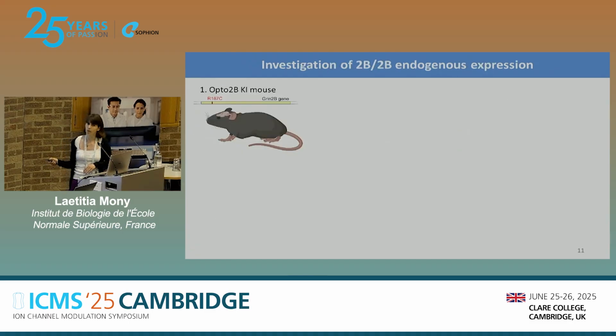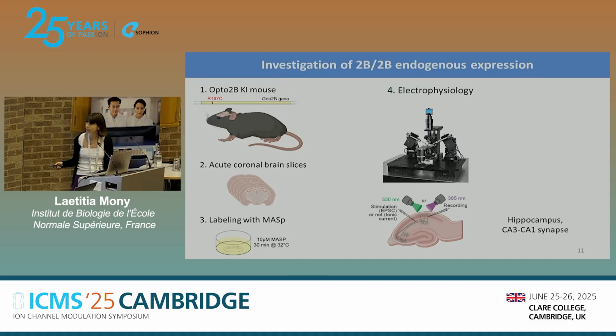So now that we have this very specific tool, we wanted to implement it in vivo. For this, we designed a knock-in mouse, the Opto2B mouse, for which the GluN2B subunit endogenously has the cysteine mutation at position R187C. So we made acute brain slices from these mice that we labeled with MASP, and then we recorded the NMDA current by electrophysiology, so whole-cell patch clamp, in the hippocampus.